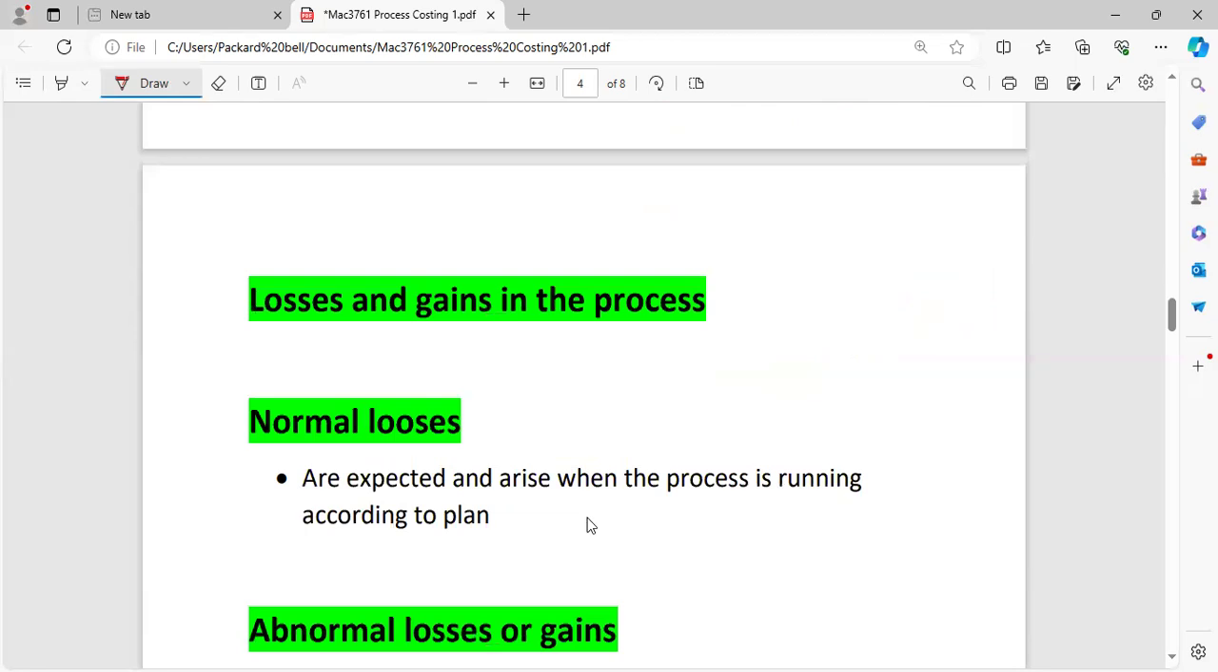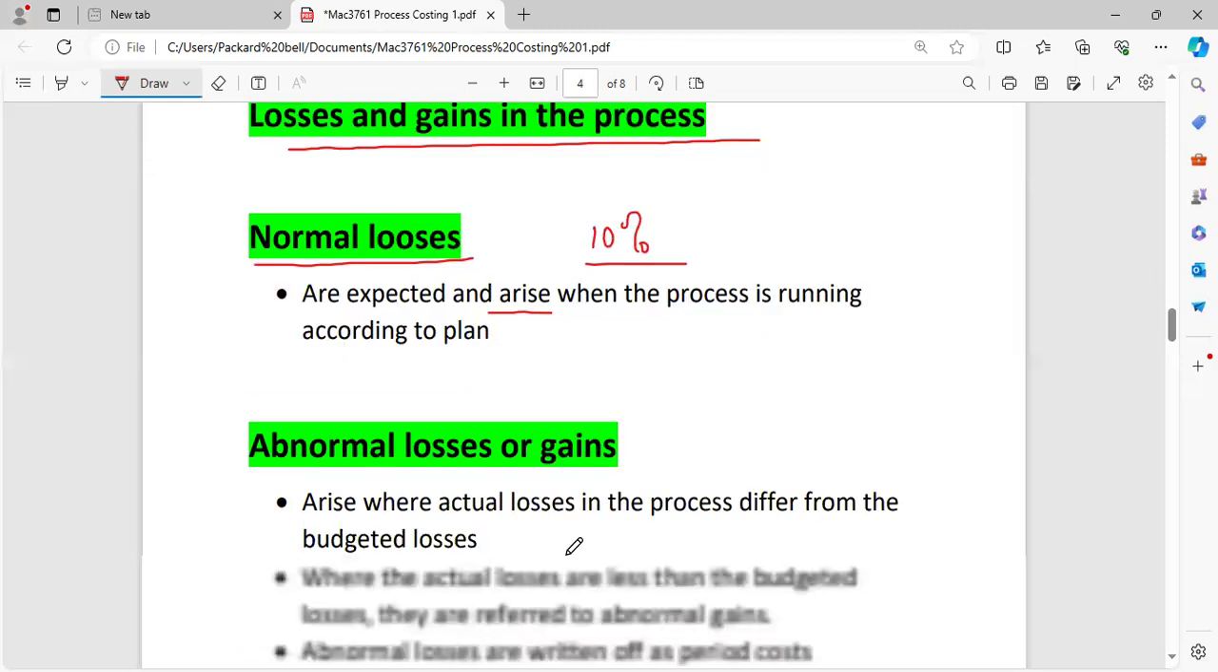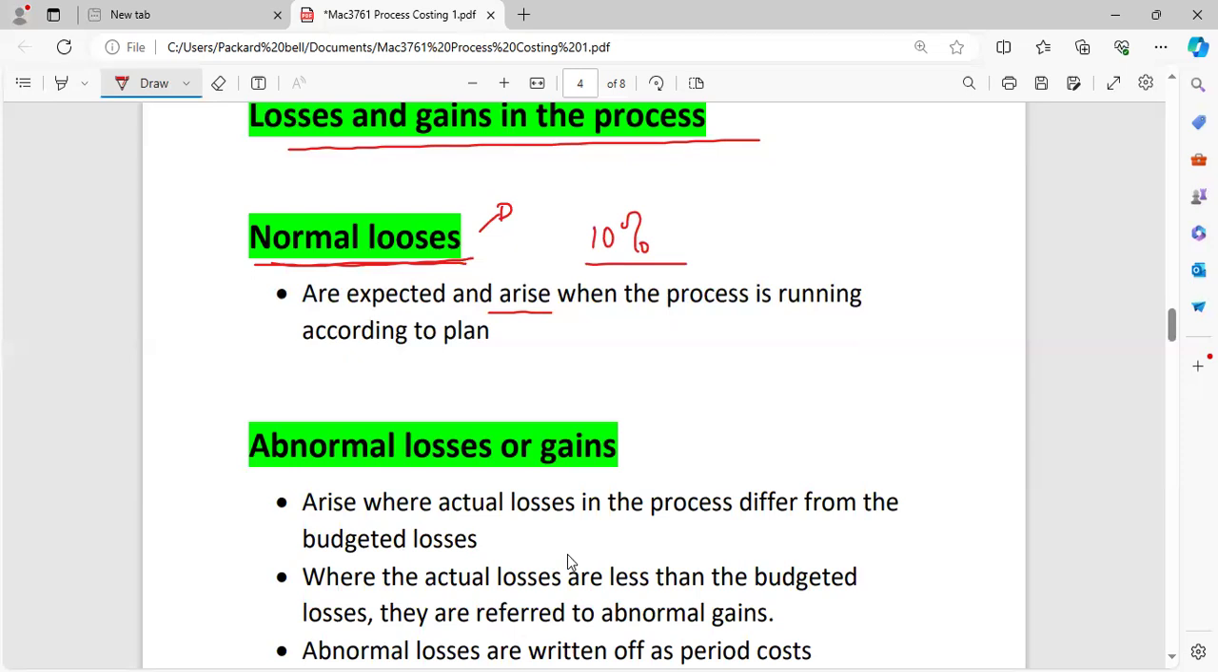Right, then we also have losses and gains in the process. We have two losses. Normal loss, this is what we expect. We expect to have a normal loss of 10%. That one is expected. And abnormal loss is not expected. Remember when we started, I said these normal losses are mostly defects or products with slight problems that can still be sold at a lower price. Those go to the normal loss. So in that case, it means normal loss is going to be part of the production cost.